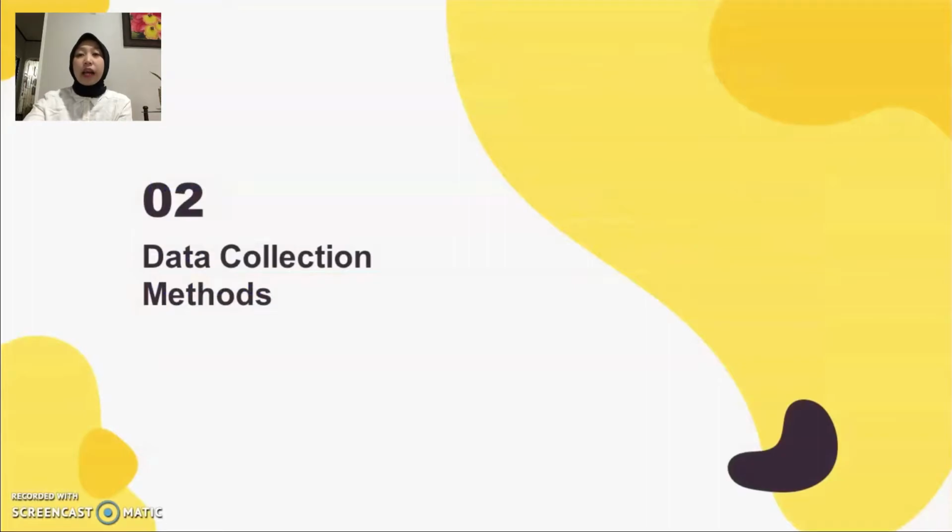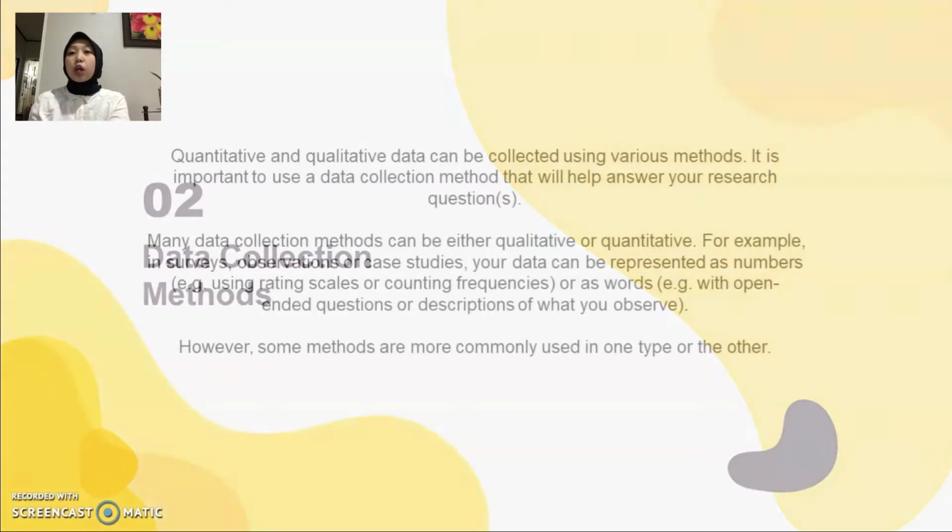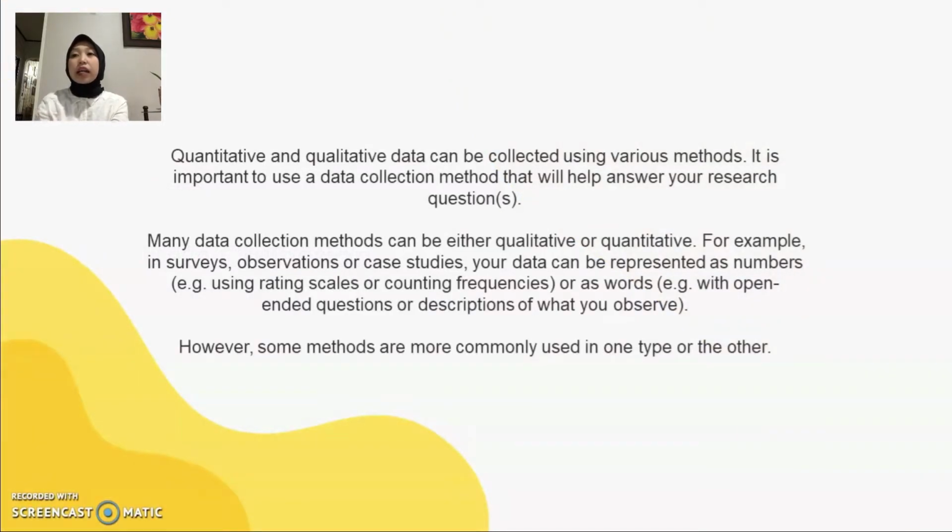Next, the second content, about data collection methods. Quantitative and qualitative data can be collected using various methods. It is important to use a data collection method that will help answer your research questions. Many data collection methods can be either qualitative or quantitative. For example, in surveys, observations, or case studies, your data can be represented as numbers, for example using rating scales or counting frequencies, or as words, for example with open-ended questions or descriptions of what you observe. However, some methods are more commonly used in one type or the other.